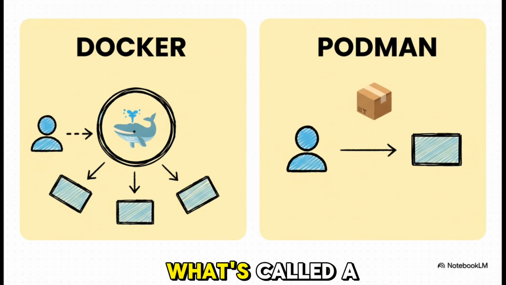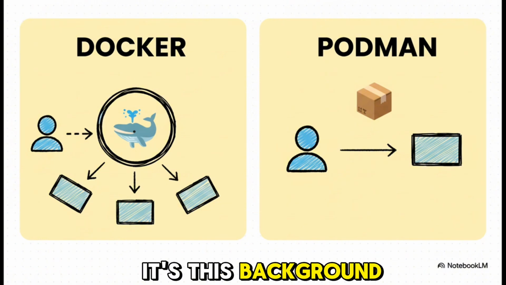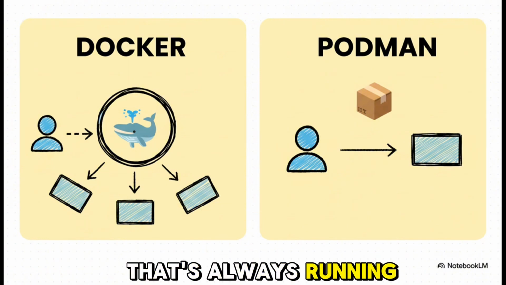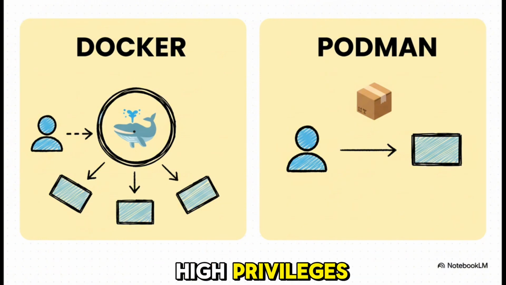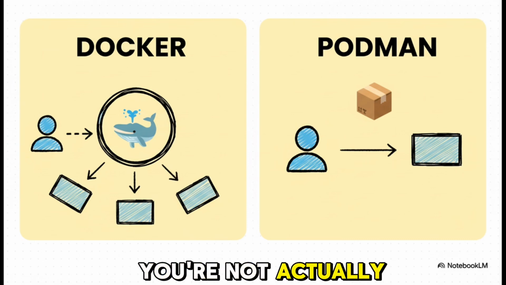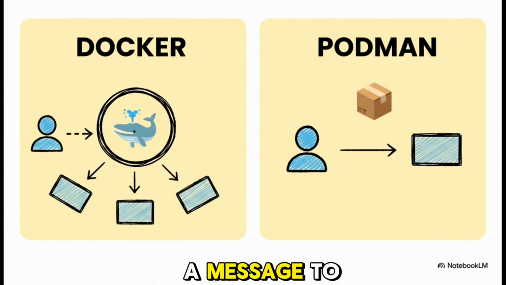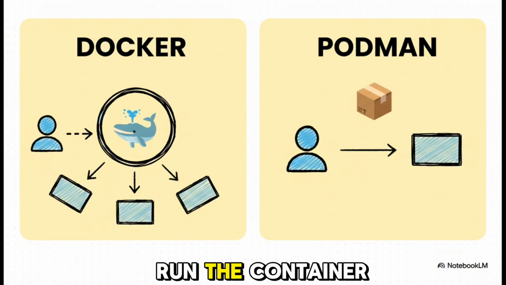See, Docker uses what's called a daemon. It's this background service, Dockerd, that's always running, usually with really high privileges, and it's the central brain managing everything. When you type docker run, you're not actually running the container. You're just sending a message to that daemon, telling it to run the container.